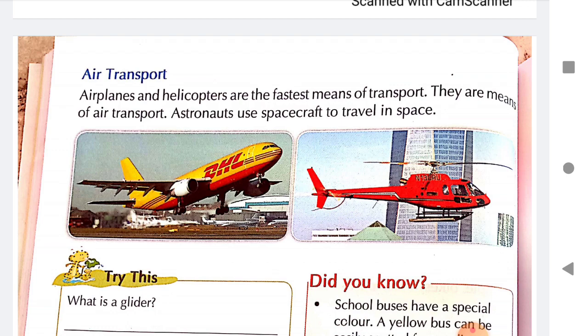So the areas where aircrafts cannot reach, helicopters are used. For all the remote areas, for hilly areas, for where it snows a lot or maybe it rains. Okay. So these are three modes of transport: land transport, water transport, and air transport.